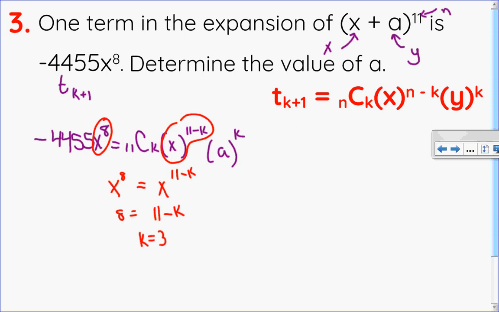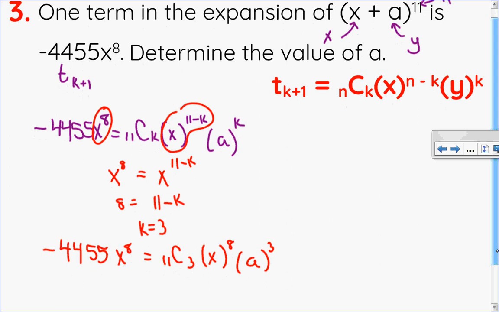Okay, I know k is 3. Let's go back up into this. So I have negative 4,555 x exponent 8 equals 11c3 times x to the 11 minus k, which is 8, times a to the k, which is 3. Okay, now I can divide numbers.